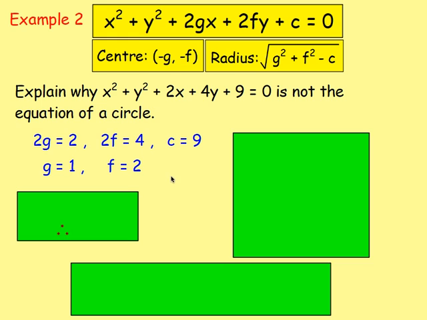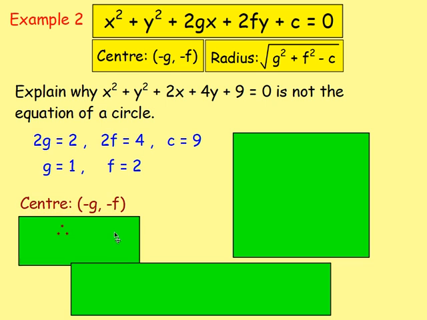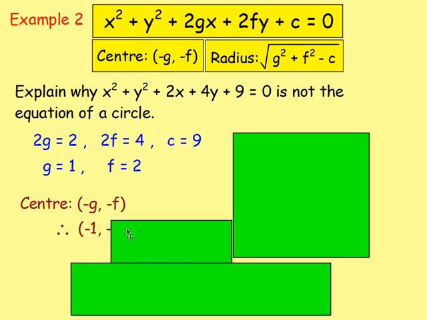From there, well really we're asked to prove that this is not a circle. Yes it is! Well, keep going through this, okay? Think about the centre of the circle. So the centre is given by negative g, negative f. So in this case, you'd have negative 1 and then negative 2. So that would be the centre of this circle, if it existed. But it does! Well, keep going through this.